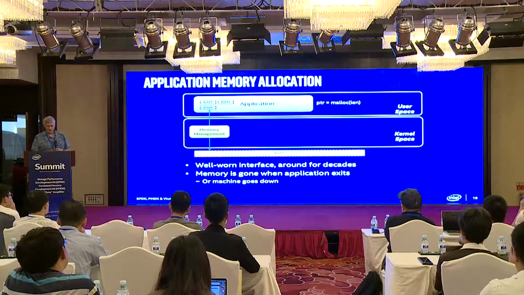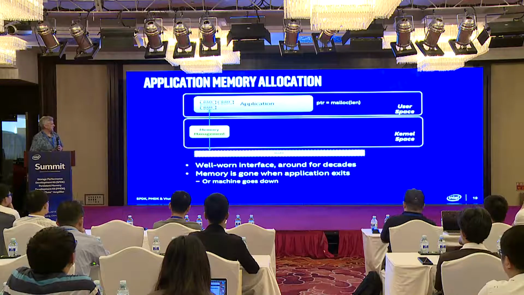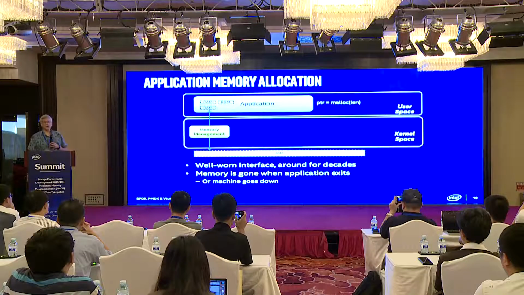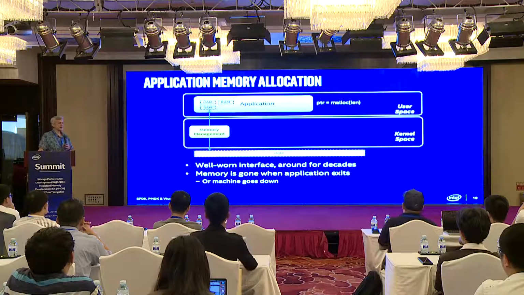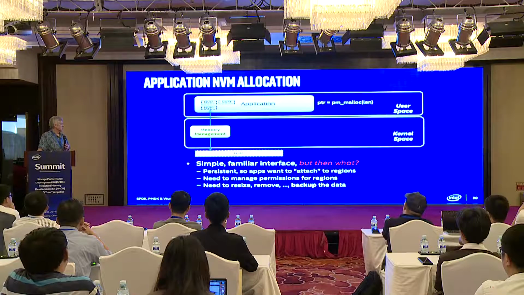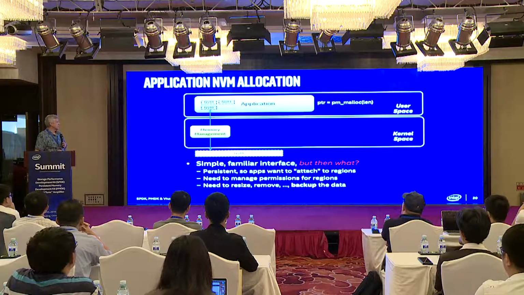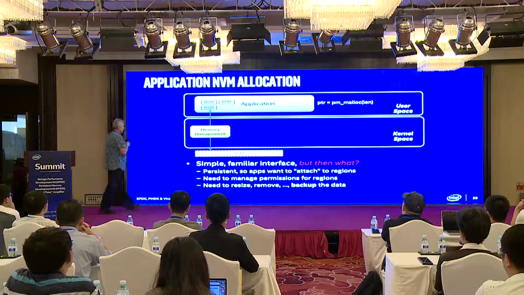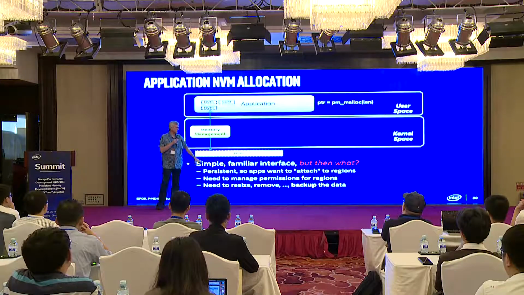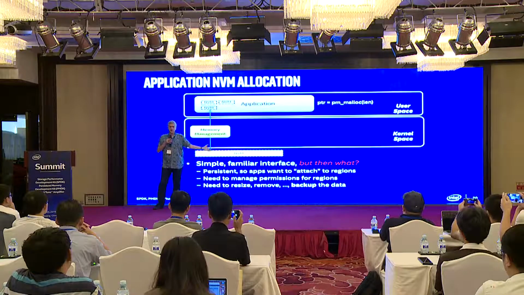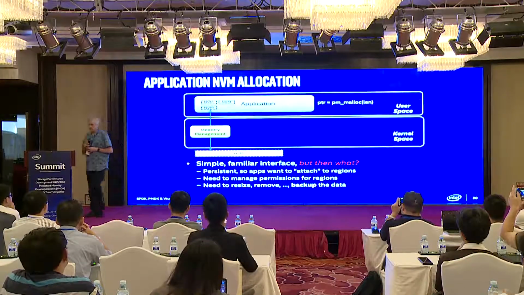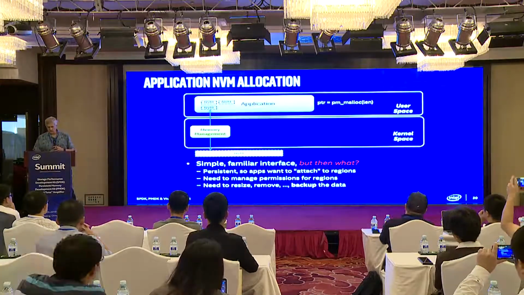Well, like I said in the talk this morning, as C programmers, we're used to just calling malloc to dynamically allocate memory. So why don't I just say persistent memory malloc? And the answer is, well, then what? You allocated the memory, but how do you make sure that you had permission to allocate it? How do you reattach to it by name the second time you run? How do you make sure that it doesn't leak? So there's more to it than just that.